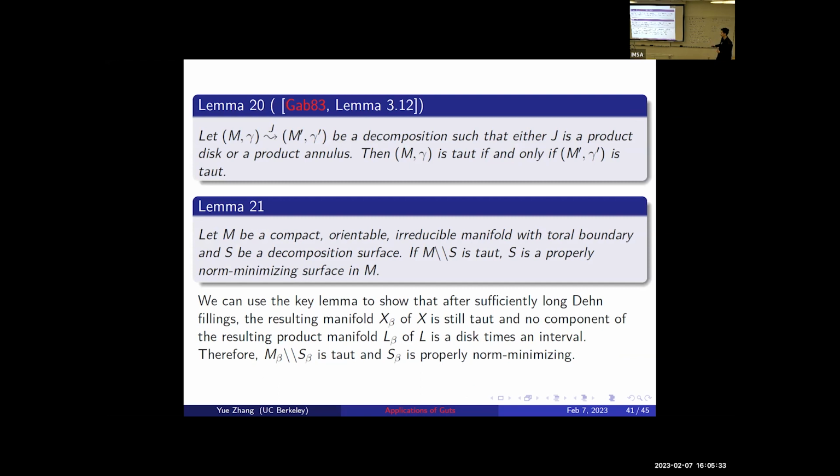no component of the resulting product manifold L beta of L is a disk times an interval. Then if you glue them back, by using this lemma, you can show this manifold is taut, because M beta minus S beta is the resulting manifold F beta of F from the Dehn filling. I think it's confusing, so I need to omit.